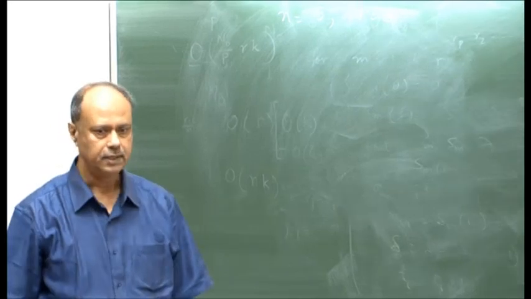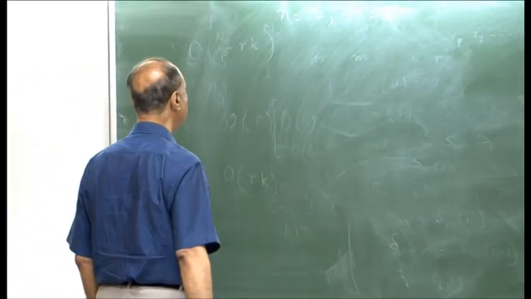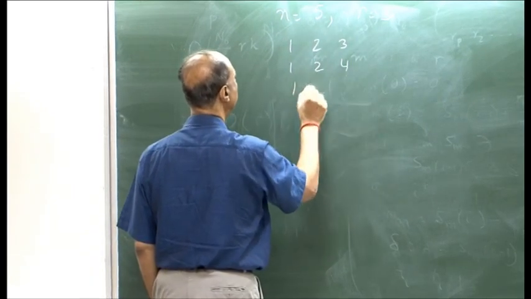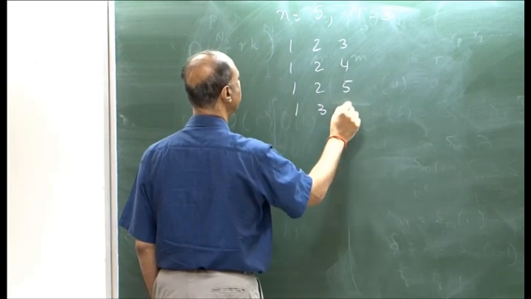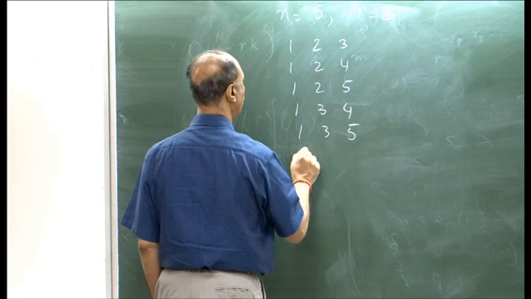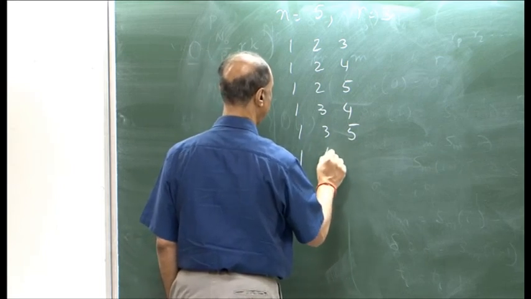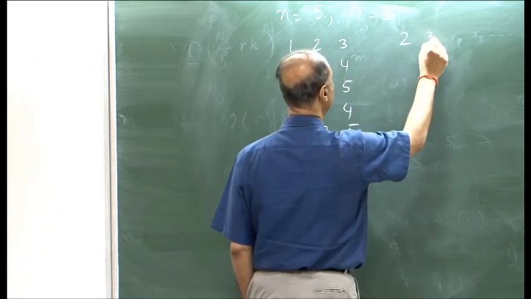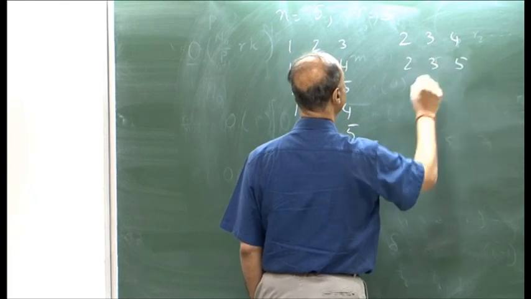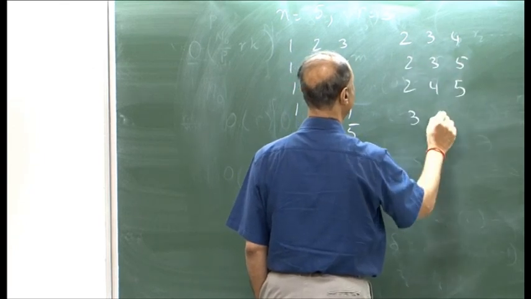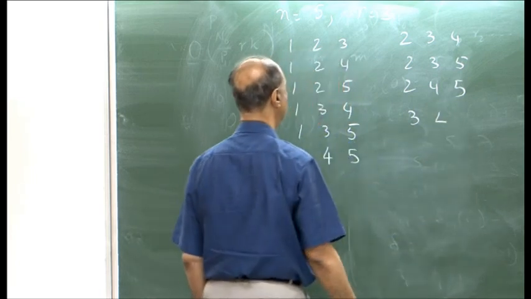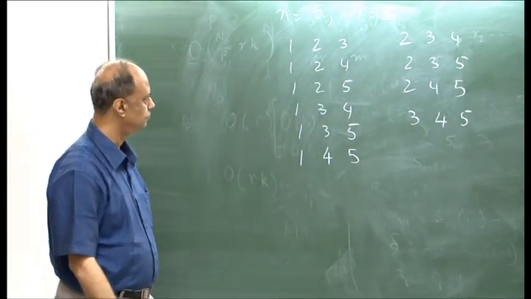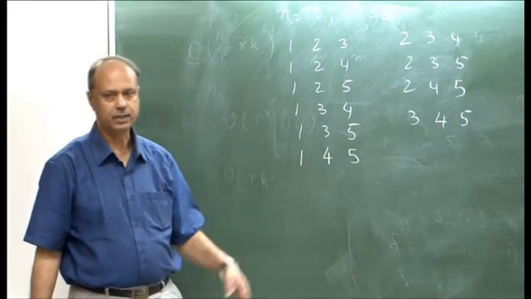10 combinations you have. And suppose these 5 numbers are 1, 2, 3, 4, 5, then the combinations are 1, 2, 3, 1, 2, 4, 1, 2, 5, 1, 3, 4, 1, 3, 5, 1, 4, 5, then you have 2, 3, 4, 2, 3, 5, 2, 4, 5, 3, 4, 5. Right? This is a lexicographic order.